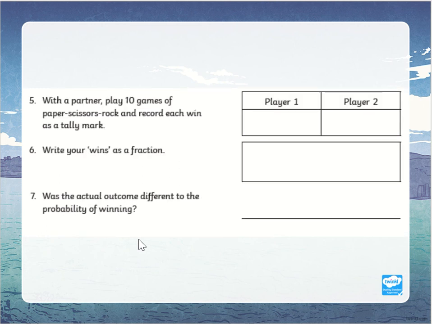And then with a partner, you're going to play 10 games of paper, scissors, rock, and record each time someone wins. Then write your wins as a fraction, and think about what was the actual outcome. Was it different to the probability of winning? And then you can compare. All right, have fun.